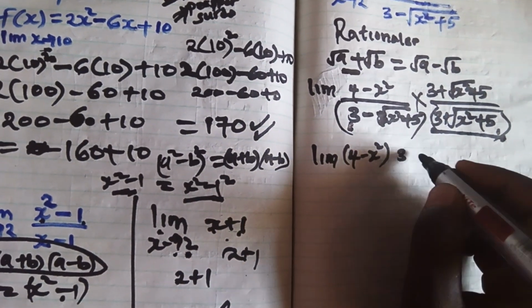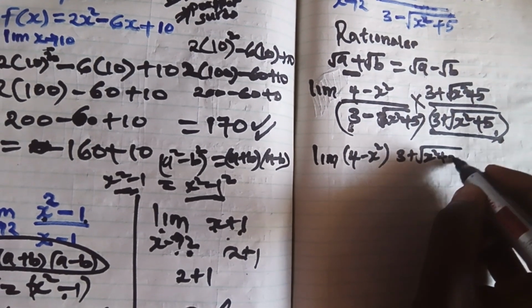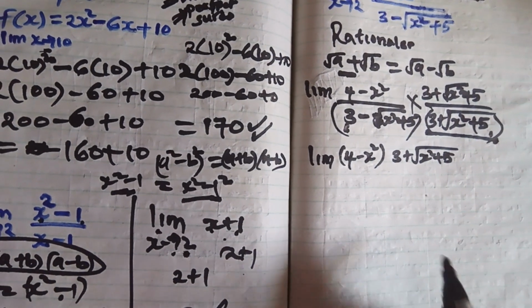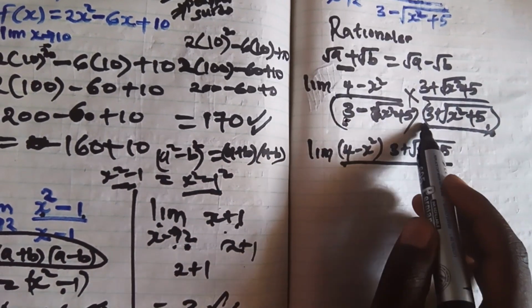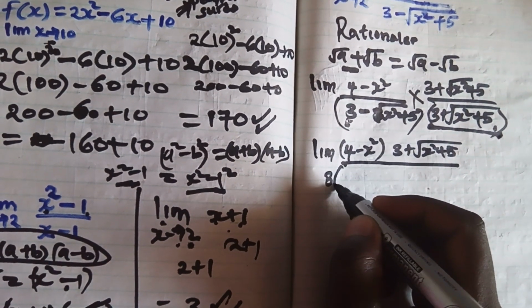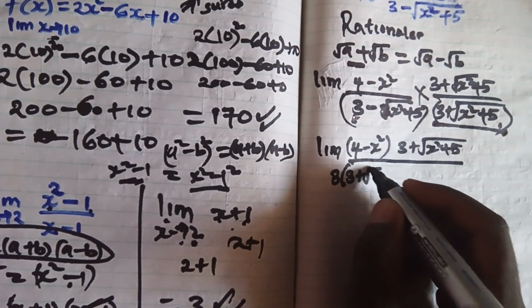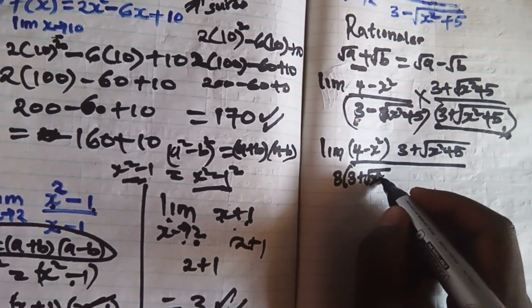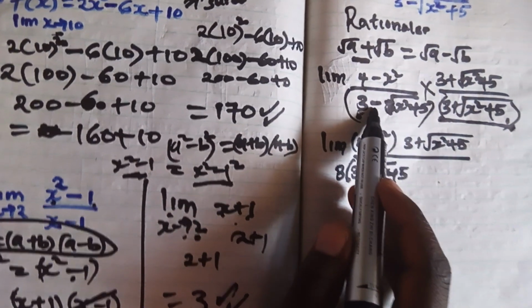Then we have 3 plus the root of x squared plus 5, all over. Then we say 3, we multiply by everything in the second bracket. So it's going to be 3 into 3 plus the root of x squared plus 5. Then we go to the second one.